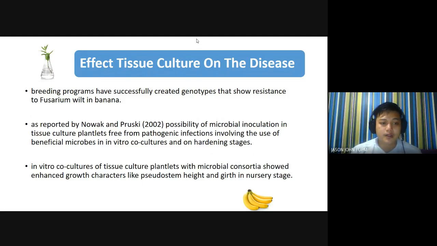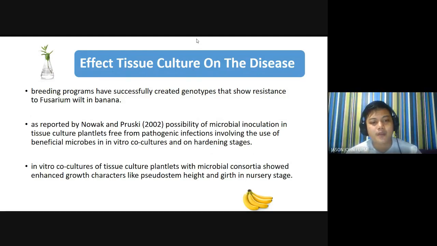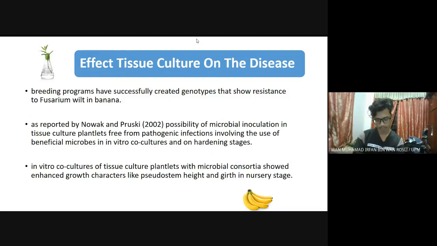Lastly, in vitro co-culture of tissue culture plants with microbial consortia shows enhanced growth characters like pseudostem heights and girth in nursery stage.